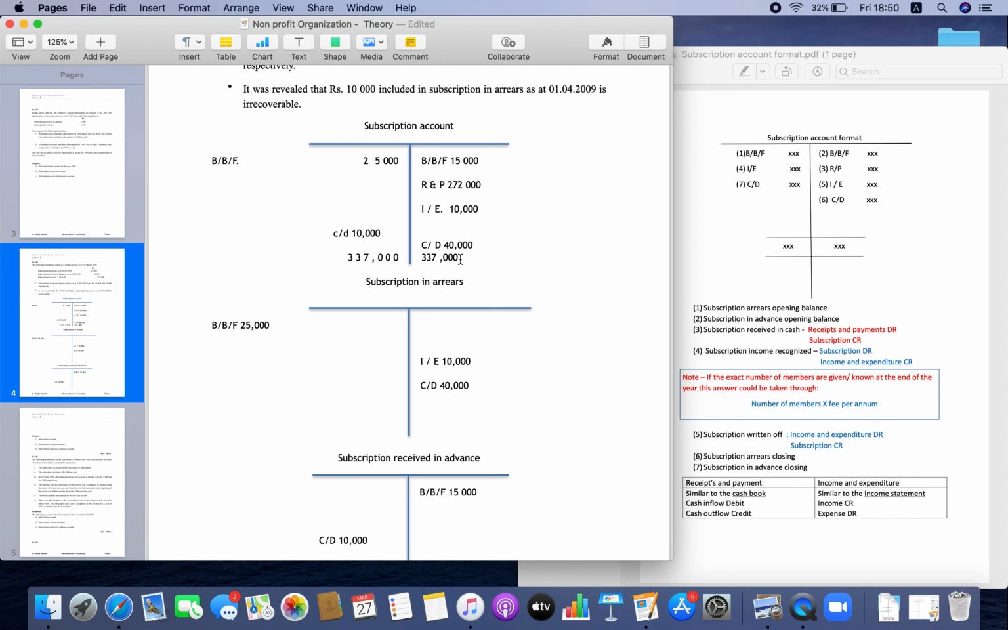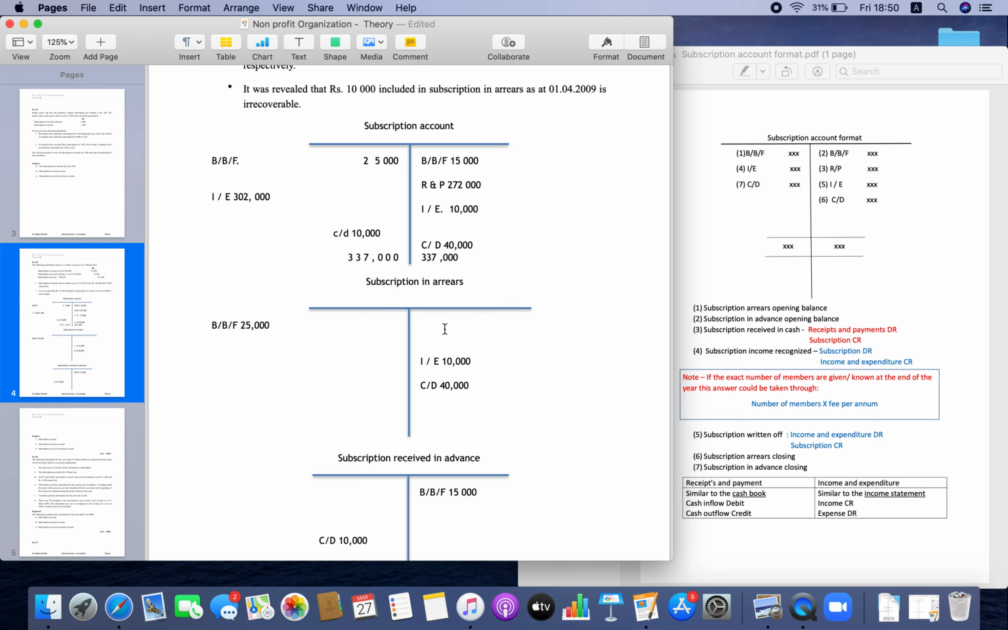Okay, right. So again guys, how did we get 337,000? That is the total of this side. From 337,000, please subtract these two values over here. From 337,000 you subtract 10,000 and also 25,000. Therefore, the missing figure over here, which is income and expenditure, is going to be 302,000. That is the missing figure that we have to calculate in this question.